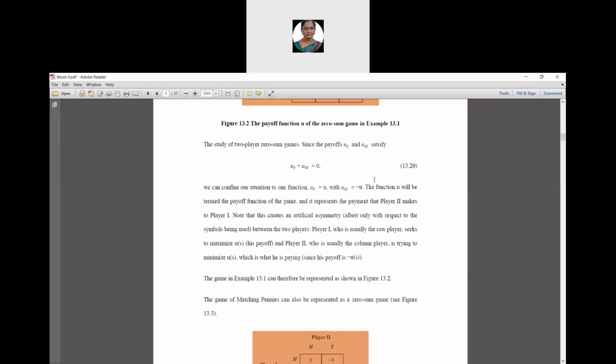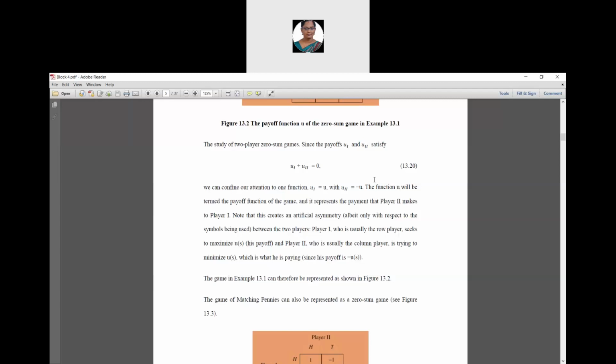The function u will be termed the payoff function of the game, and it represents the payment that player 2 makes to player 1. Note, this creates an artificial asymmetry: player 1, who is usually the row player, seeks to maximize, and player 2, who is usually the column player, is trying to minimize, since his payoff is minus u of s.